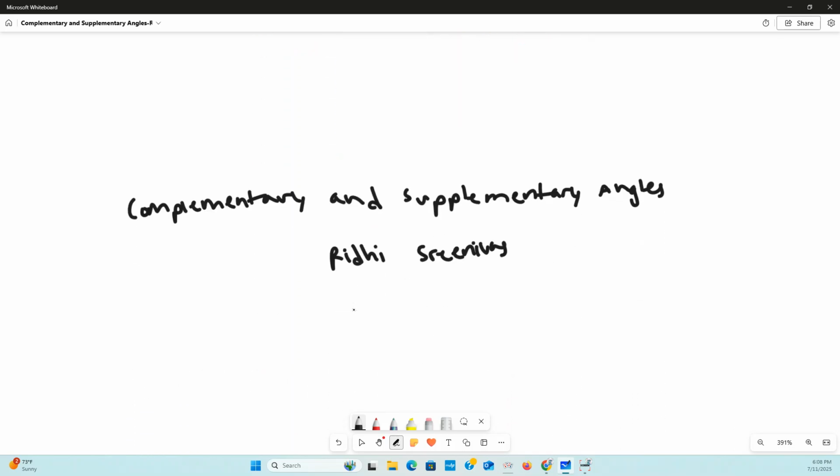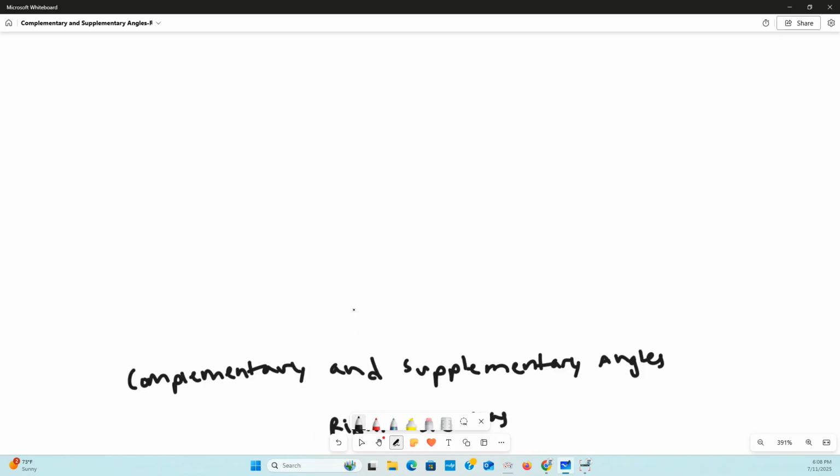Hi, my name is Sreenivas, and today I'm going to be teaching you how to find missing angle measures using the rules of complementary and supplementary angles.